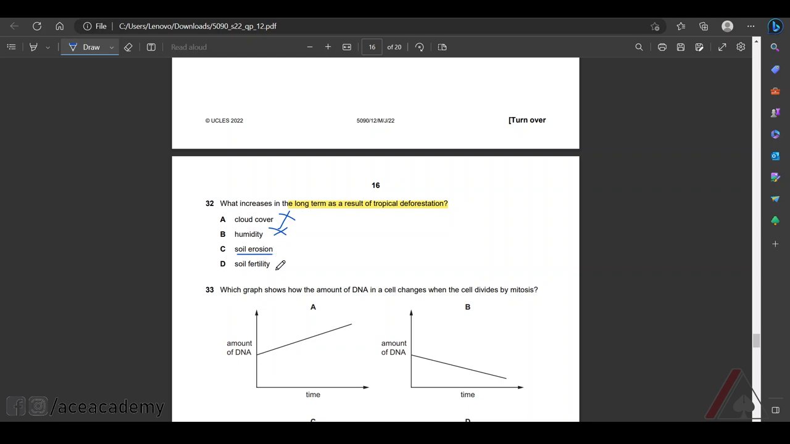Option D says soil fertility. Now, many of you may be tricked into thinking this is the right answer, but actually this is wrong, and let me explain why. We've already established in C that soil erosion increases due to tropical deforestation. Now, when soil erosion happens, the mineral ions and other nutrients in the soil either get washed away or get leached out of the soil. Thus, soil fertility is reduced. Hence, our only correct answer is C.